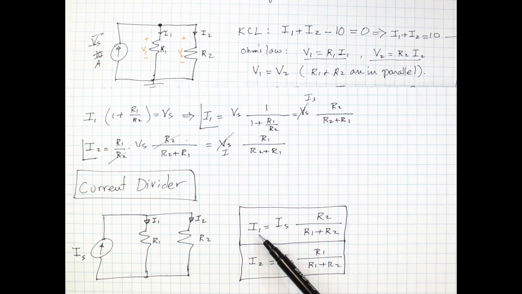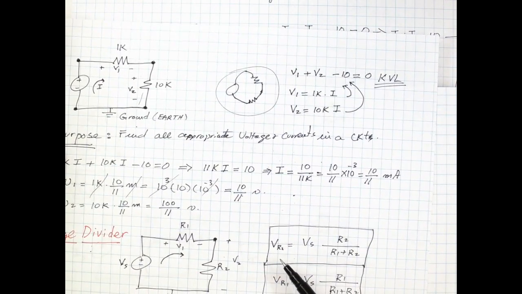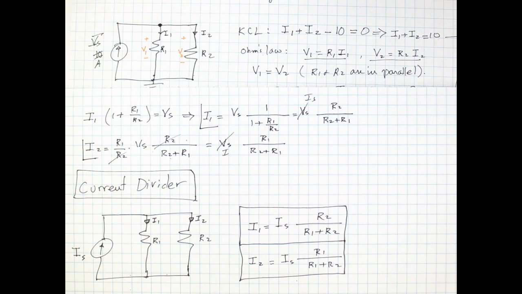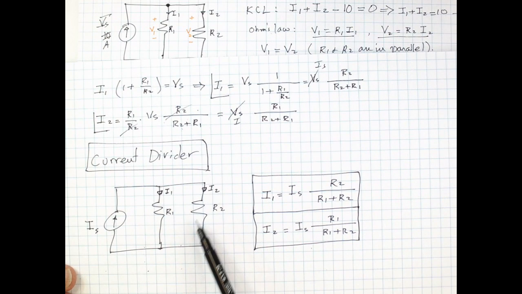So I1 depends on R2 and I2 depends on R1, whereas in the voltage divider rule, the voltage across R2 depends on R2. So this one is, again, the other way around. This is called the current divider circuit. It's basically a circuit that shows how the current in a current source divides between two elements.